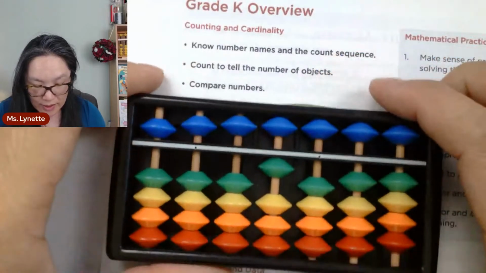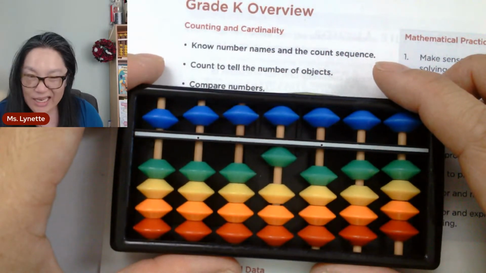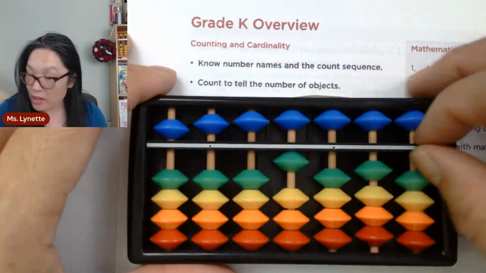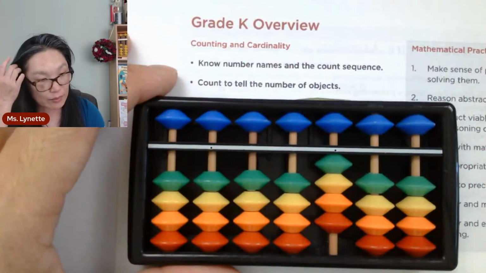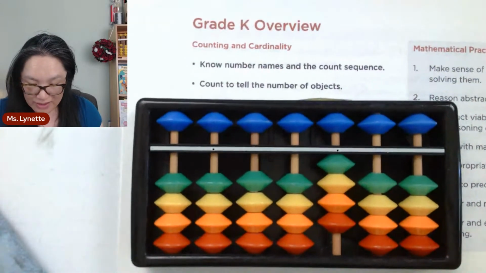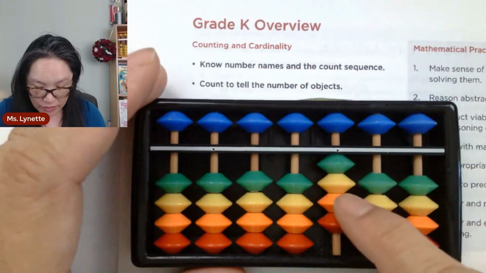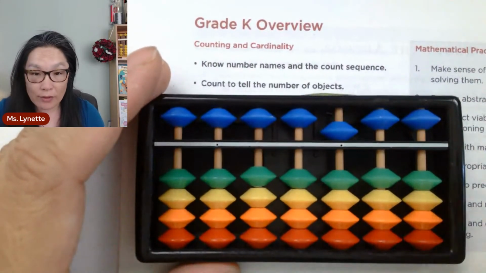So that's about this. Okay, count to tell the number of objects, which I think is the same thing as called subitizing. So if I moved all 4 beads, that means this is 4. So it's kind of easy, right? We can count 1, 2, 3, 4, or we have 5. This will always be the value of 5, no matter what.